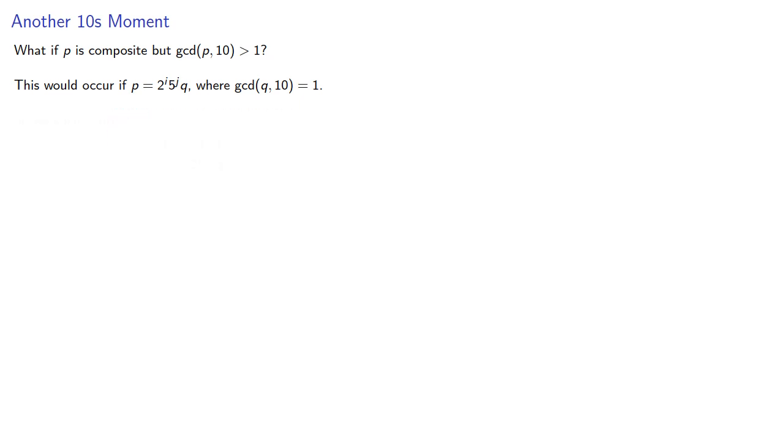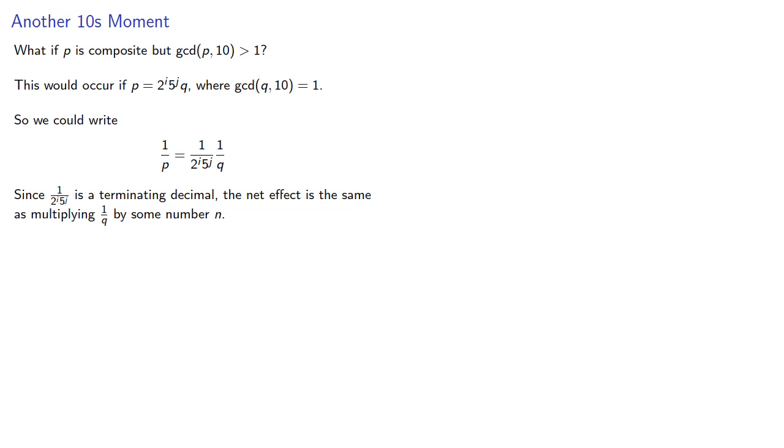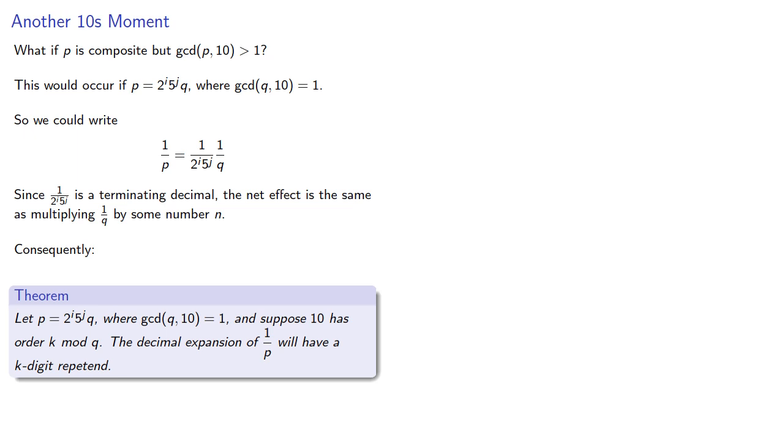So we could write 1 over p as 1 over 2 to the i times 5 to the j, times 1 over q, and since this first factor is a terminating decimal, the net effect is the same as multiplying a non-terminating decimal by some number n. And so we have our general theorem: let p be a product of 2's, 5's, and other things relatively prime to 10, and suppose 10 has order k mod q. The decimal expansion of 1 over p will have a k-digit repetend.